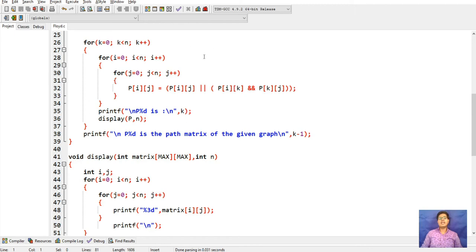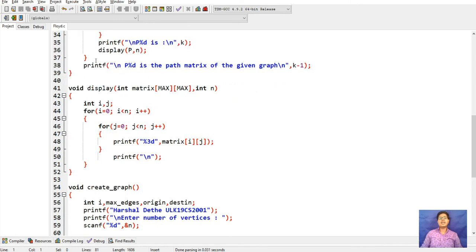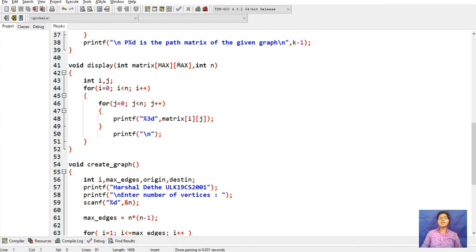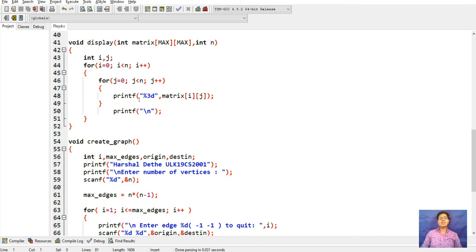It will take that infinity, and it will check the shortest path, and for that this condition will be taken, and for the last, p of ij is the matrix path of the given, and k minus 1 means it will go minus 1. In void display int matrix, this is a 2D array max, int n, int i, j, for i is equal to 0, i is less than n, i plus plus, as above, and this will print the matrix and it will go to the next line.